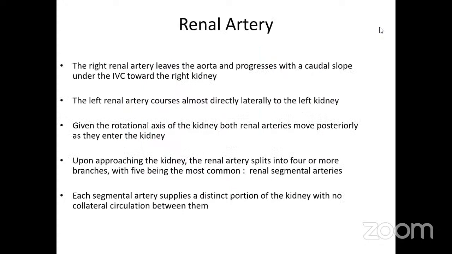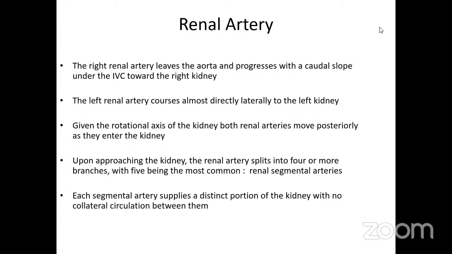Then the renal artery. There are two renal arteries, right and left, and they course differently. The right renal artery moves a bit caudally, and the left renal artery is a bit more straight as it enters the kidney. And because of the rotation of the kidney anteriorly, the renal arteries enter more posterior than the other structures in the hilum.